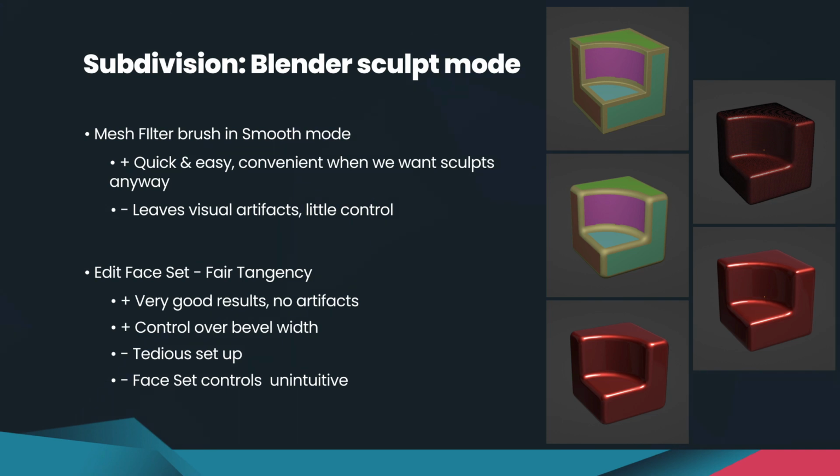The first one is the Mesh Filtered Brush in Smooth mode. This is a destructive equivalent to the Smooth Corrective modifier. We just click and drag, and the mesh gets progressively smoother. It's a very quick and easy method.